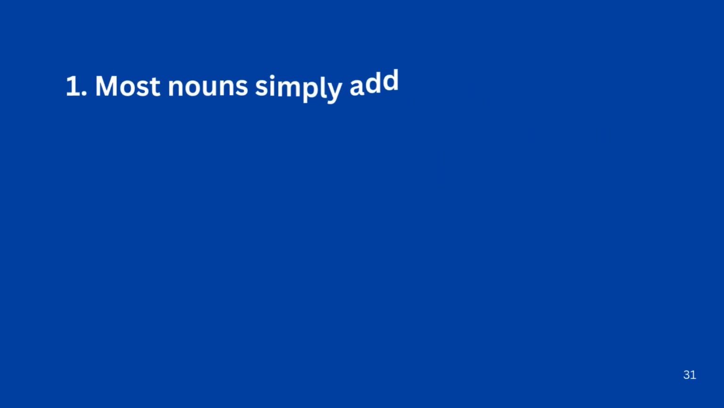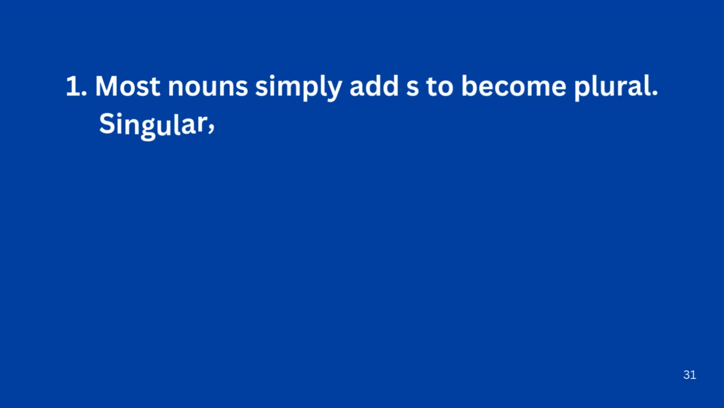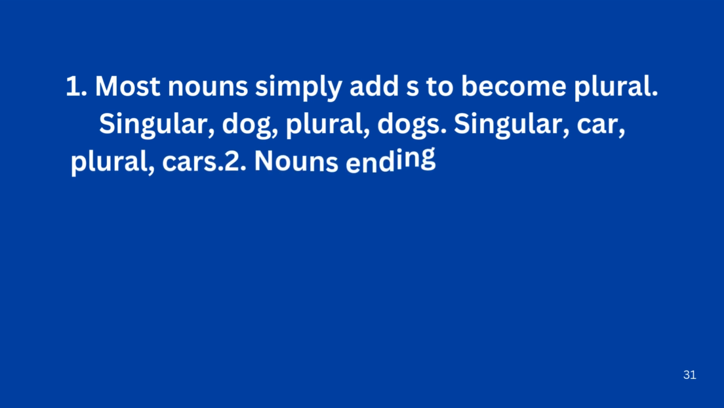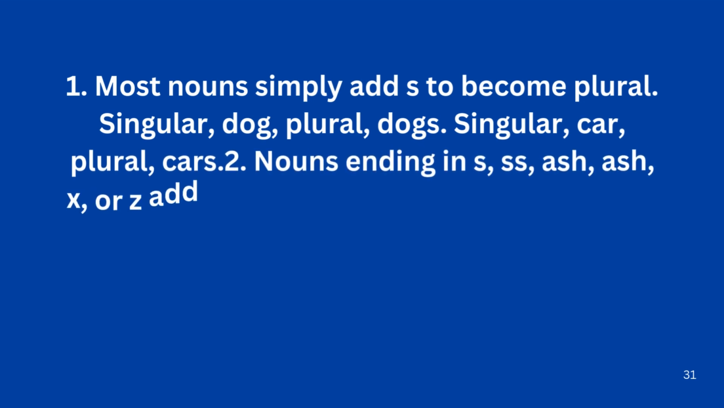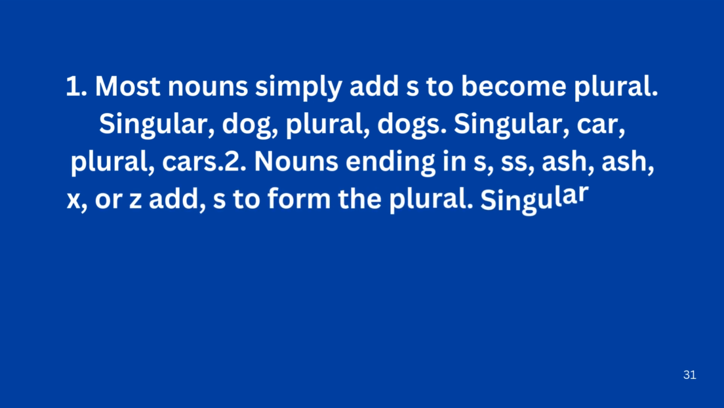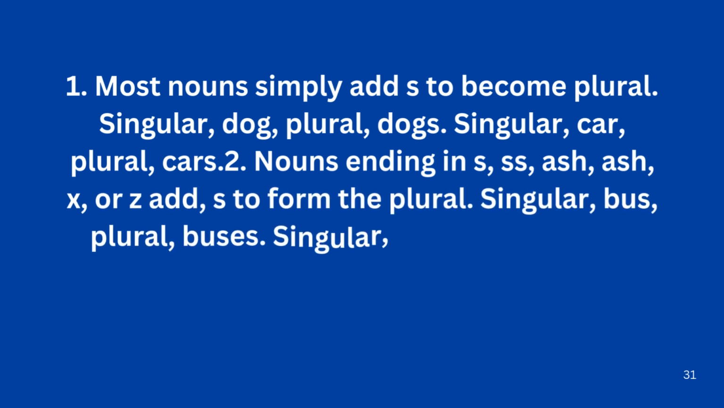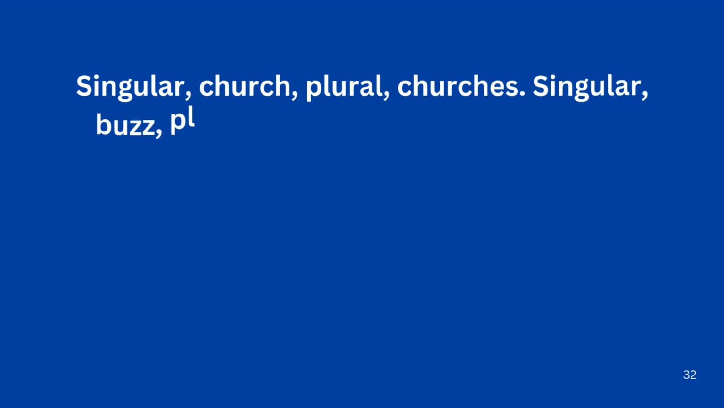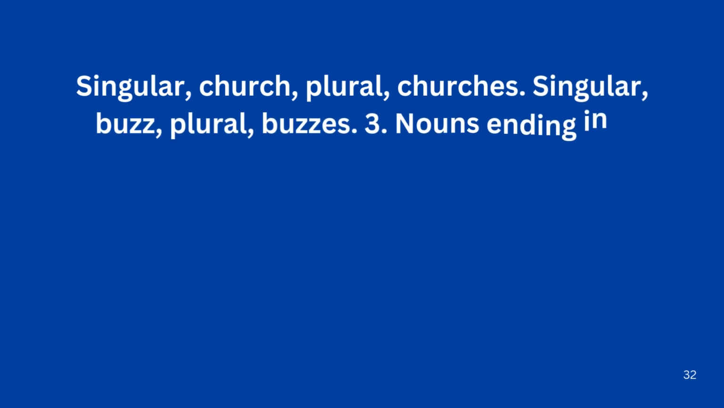General rules for forming plural nouns. 1. Most nouns simply add s to become plural. Singular dog, plural dogs. Singular car, plural cars. 2. Nouns ending in s, ss, sh, ch, x, or z add es to form the plural. Singular bus, plural buses. Singular box, plural boxes. Singular church, plural churches. Singular buzz, plural buzzes.